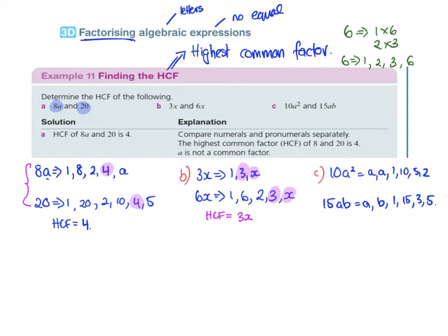So if I have a look here, what's common? Each have got 1a. Not only does 10a squared have 2 of them, but they both have 1, so that's common. And I'm going to find the highest number in both, and I'm going to say it's 5. So the highest common factor for this one is 5a. All right, so that's practicing the highest common factor.